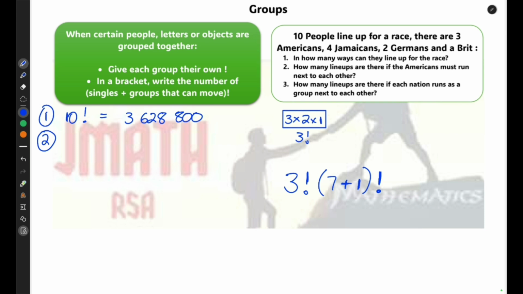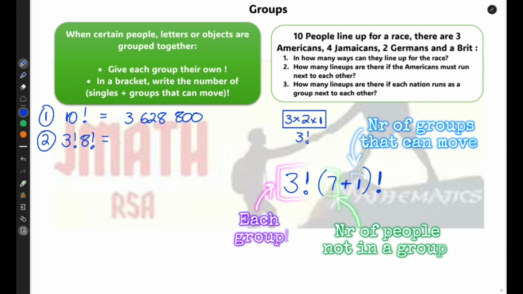But I'm writing it like this. So the answer to this question would be 3 factorial times 8 factorial. In front of the bracket is each group that must be placed together, and then in the bracket is the amount of singles and the amount of groups that can move around, and I give that whole bracket a factorial. If I do it that way, I will never make a mistake.